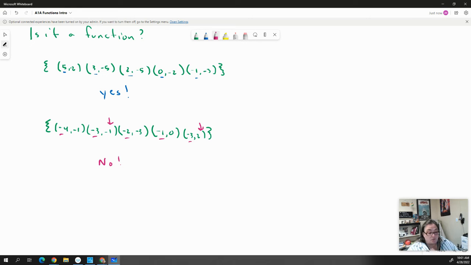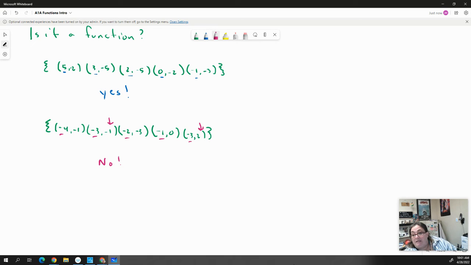Right? So this is one way to determine whether or not something's a function. If I have a set of ordered pairs, if the x values don't repeat, then it is definitely a function. If my x values repeat and they have the same y value, it can still be a function. But if the x values repeat and they have a different y value, not a function.